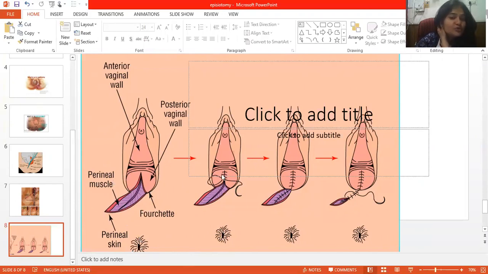So first you are going to suture the apex of the episiotomy. This part is called the apex of the episiotomy. That means it is the highest point on the vagina, right? Then you are going to suture the muscle. The vagina is closed by continuous or intermittent absorbable suture material, and then you close the muscle by intermittent sutures.